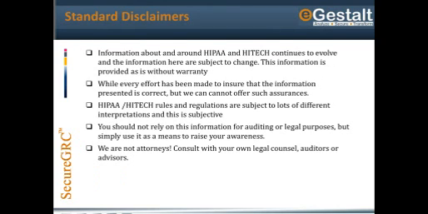Before I jump into the presentation, let me just make some standard disclaimers around HIPAA and HITECH. While we have made sure that the information is current and it gleans the latest information and releases from HHS, by no means is this supposed to be definitive or used for auditing or legal purposes. This is just meant for your information, and the information is subject to change and shared without warranty.